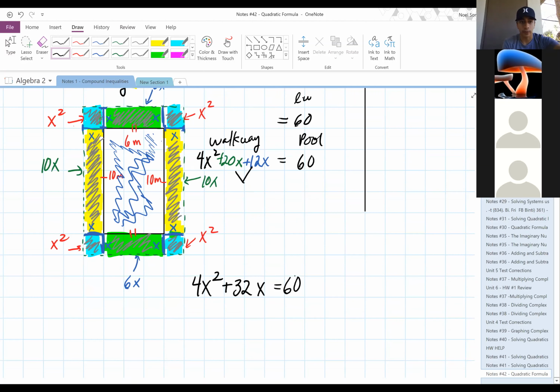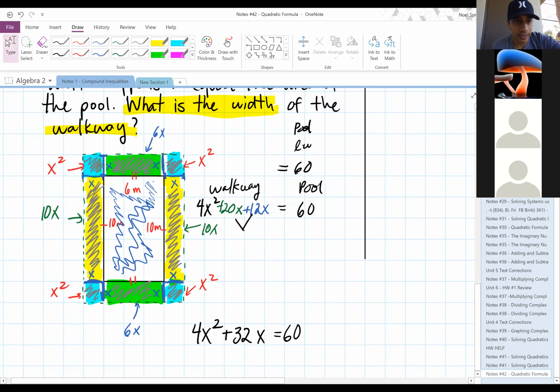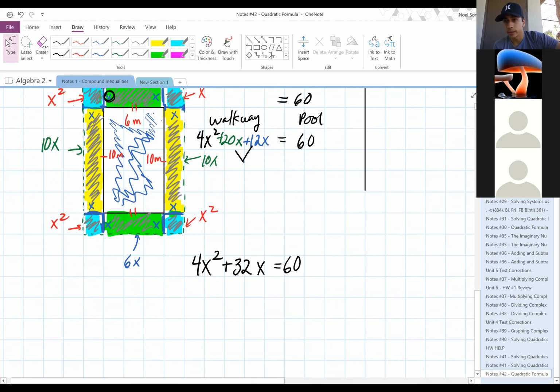Because if we can solve for x, remember, if we can get x, then x is the width of the walkway, right? So we just have to solve this quadratic now, using quadratic formula, or we can use complete the square. Quadratic formula is possible on this, but the numbers are really big. I don't want to have to deal with squaring 32 and then having to simplify it later. Okay, I'm gonna try doing complete the square.